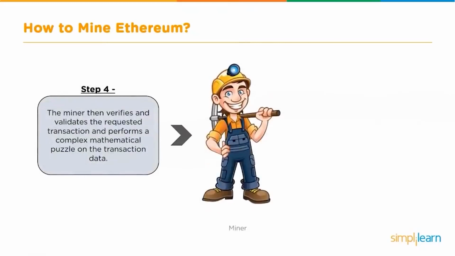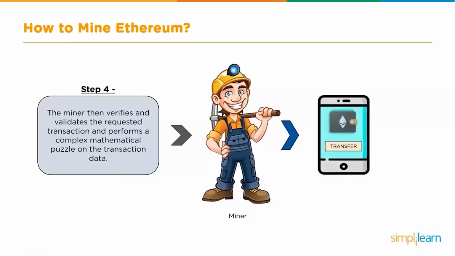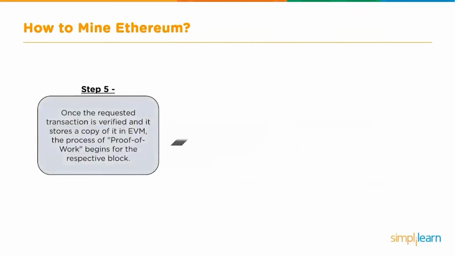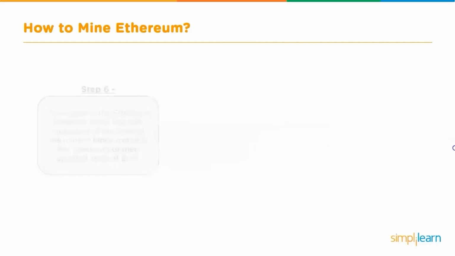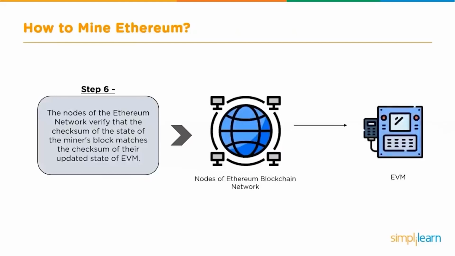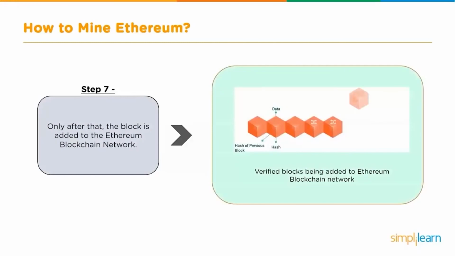Step 4. The miner then verifies and validates the requested transaction and performs a complex mathematical puzzle on the transaction data. Step 5. Once the requested transaction is verified and it stores a copy of it in Ethereum, the process of proof of work begins for the respective block. Step 6. Then the nodes of the Ethereum network verify that the checksum of the state of the miner's block matches the checksum of the updated state of Ethereum after execution of all transactions. Step 7. Only after that the block is added to the Ethereum blockchain network.